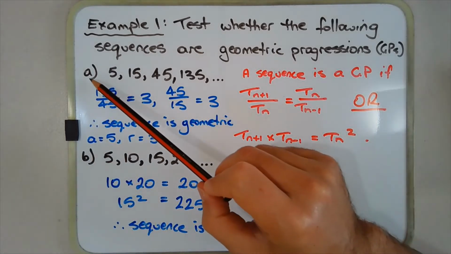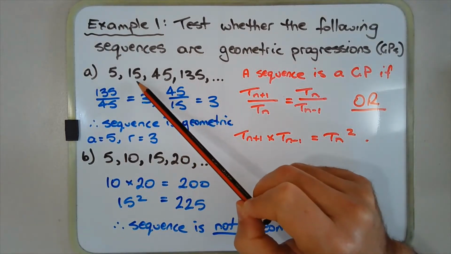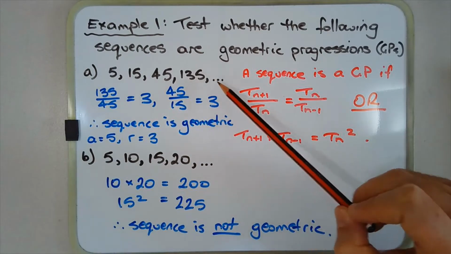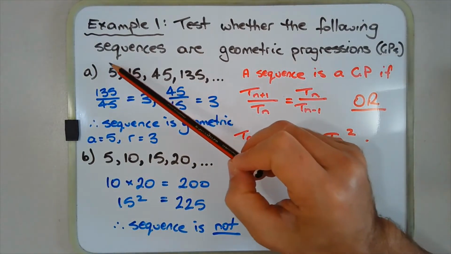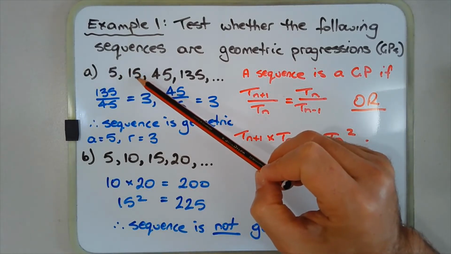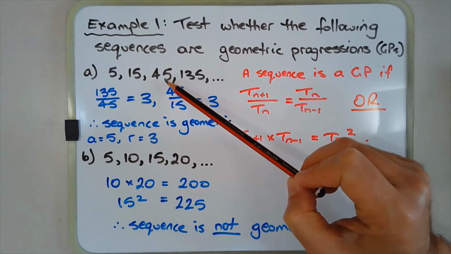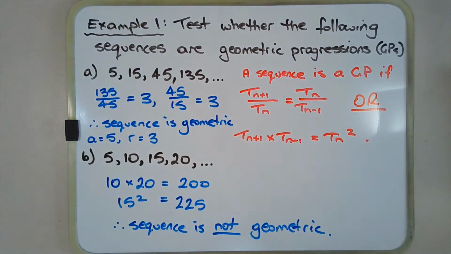So let's have a look at part A. We have this sequence here, 5, 15, 45, 135 and so on. Now by observation we can see that if we take the first term, multiply it by 3, we get 15. We take 15, multiply it by 3, we get 45. 45 multiplied by 3, we get 135 and so on.